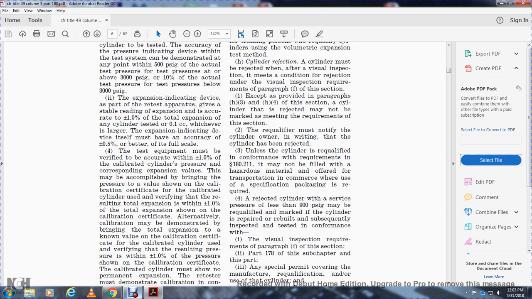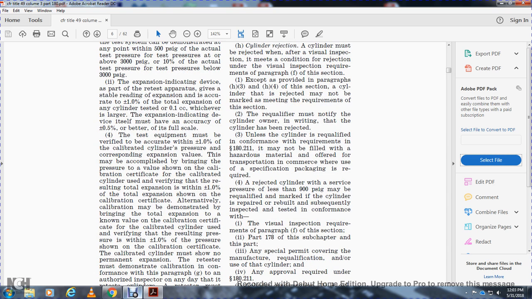4. Rejected cylinders with a surface pressure less than 900 psi gauge may be requalified, marked, repaired or rebuilt, subsequently inspected, and tested in conformance with the visual inspection requirements of paragraph F of this section, and section 2, part 178, subchapter of this part.